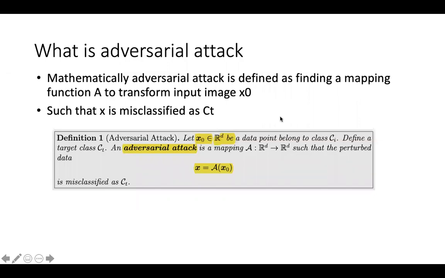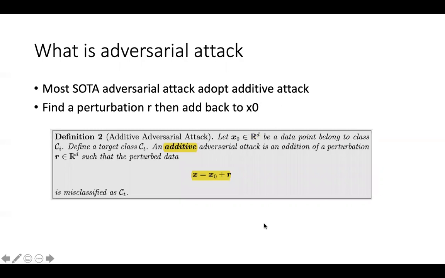Mathematically, we want to find a transformation A to transform input image x0 to x, where x is our adversarial example, such that x is misclassified as class T. Most of the state-of-the-art adversarial attacks adopt additive attack, which means we find a perturbation R, then we add it back to x0. That's how we obtain x.